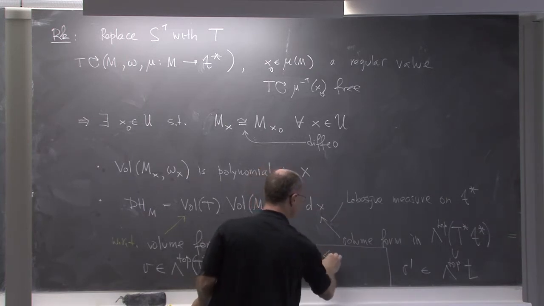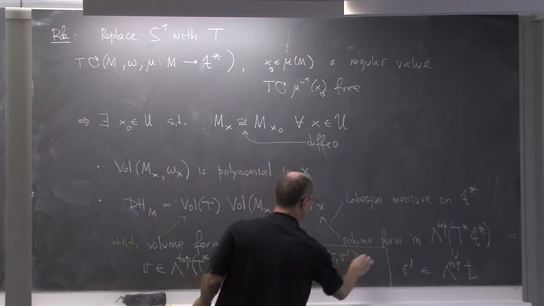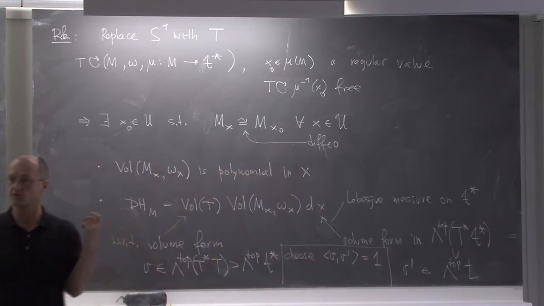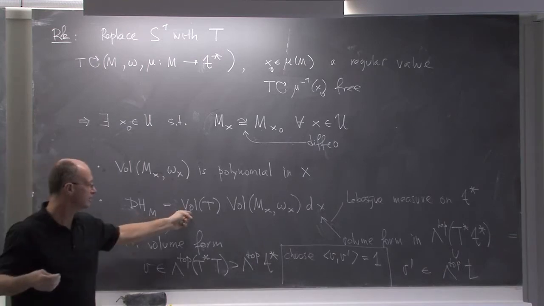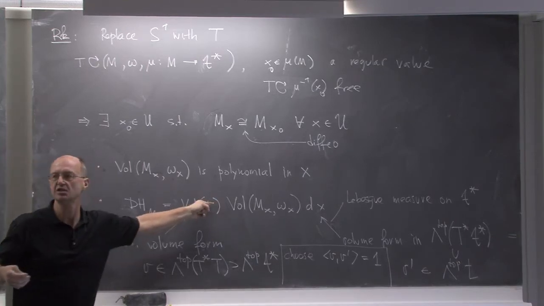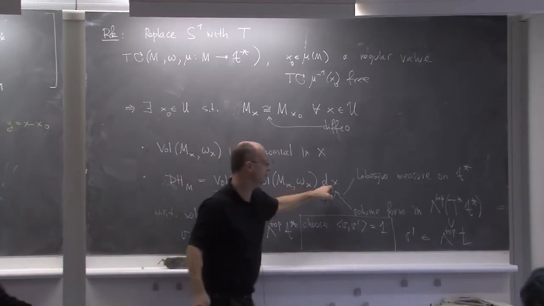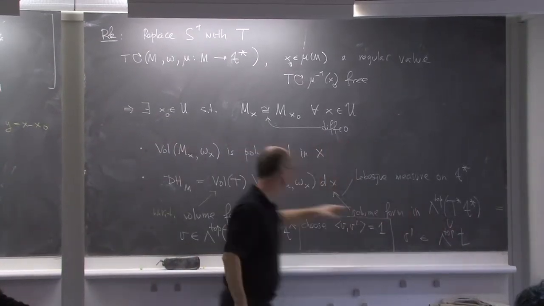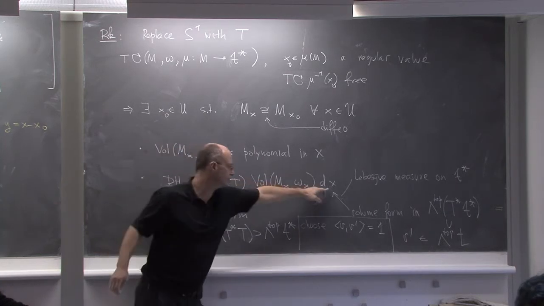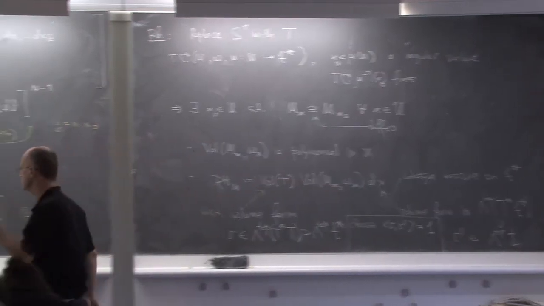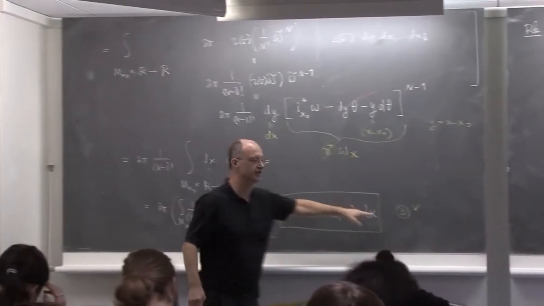So choose V V prime equal to 1, because there is a natural duality between these lines, and define the volume of T using this volume form, and define the Lebesgue measure using that volume form, and that would give you a unique way to write an answer. That's what we have implicitly done here.